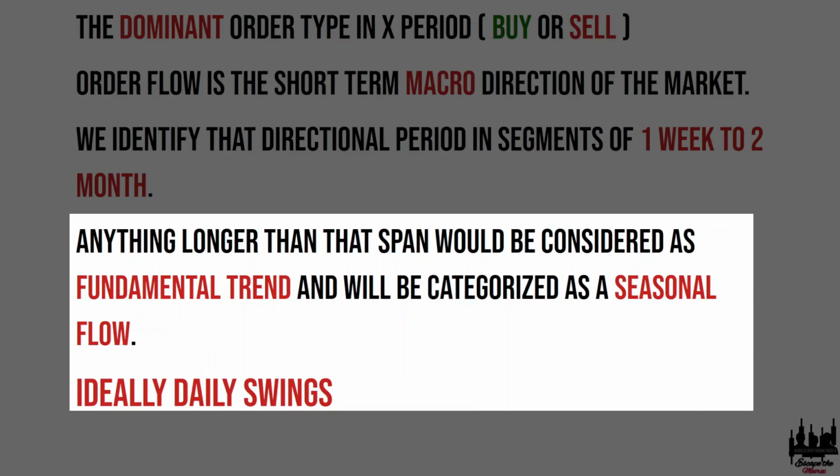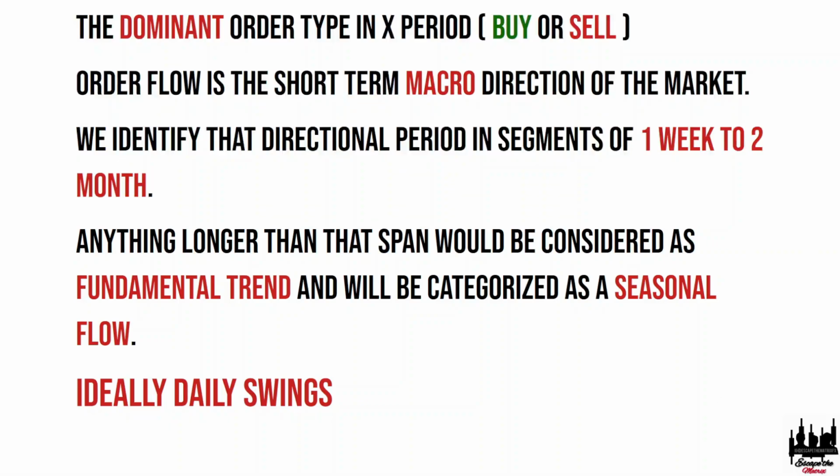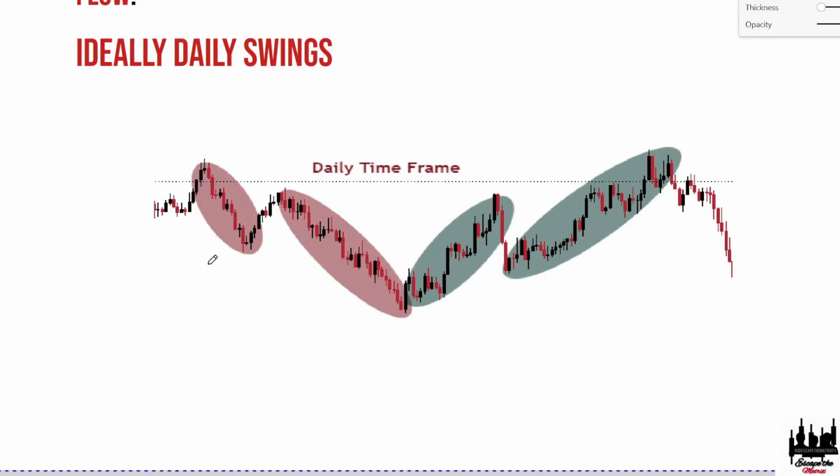Ideally, you're looking at daily swings. So this is our daily time frame, and this is what we consider order flow, this specific motion. Here, this would be a sell order flow. Here would be a sell order flow. Here would be a buy. Here would be a buy.